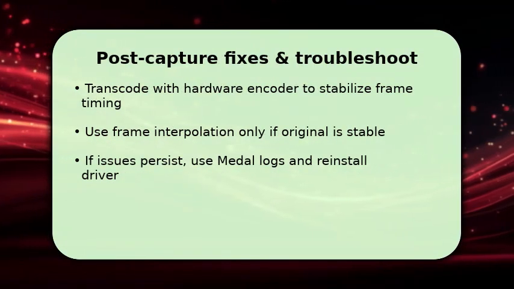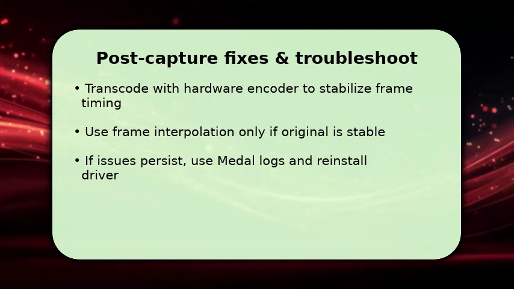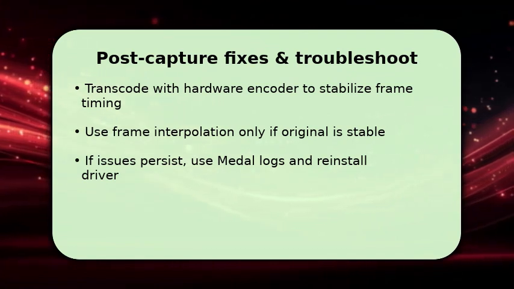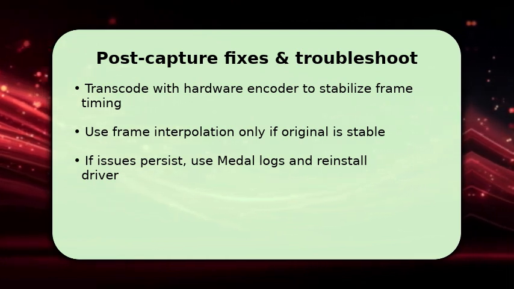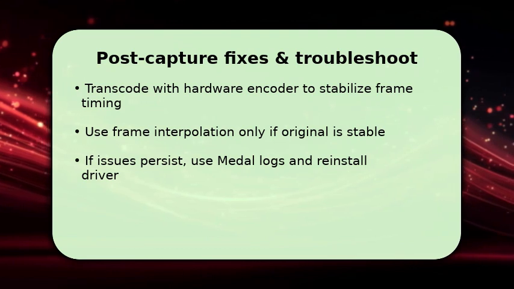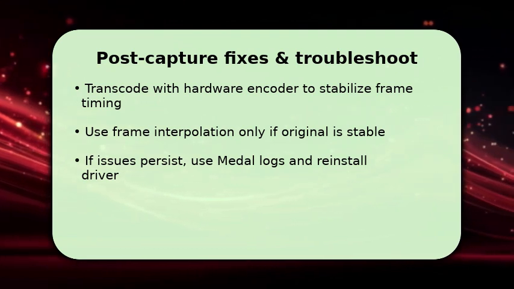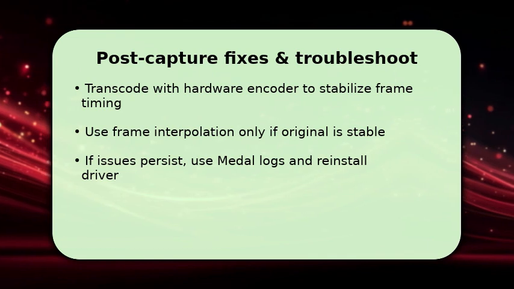If the clip is choppy, transcode using the same hardware encoder to rewrap and correct timing without re-encoding quality loss. This often fixes audio sync. If you need smoother motion, try frame interpolation, but only after ensuring the source has consistent frame spacing.